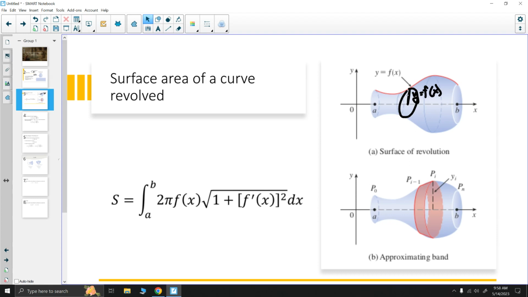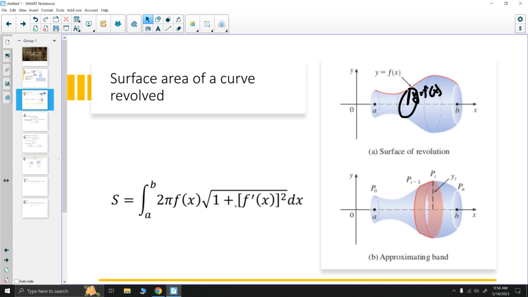So we're essentially taking our 2 pi y, or f of x, and we're dragging it along this curve. This is the integral of the curve, the arc length, basically. If you recall, this is the arc length, the square root of 1 plus f prime of x squared. So what we're doing is taking circumference times arc length.